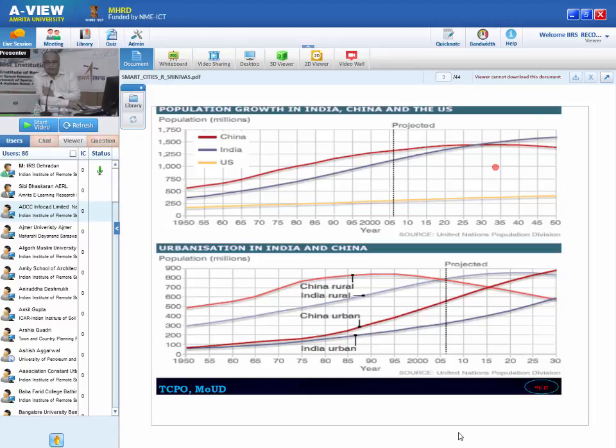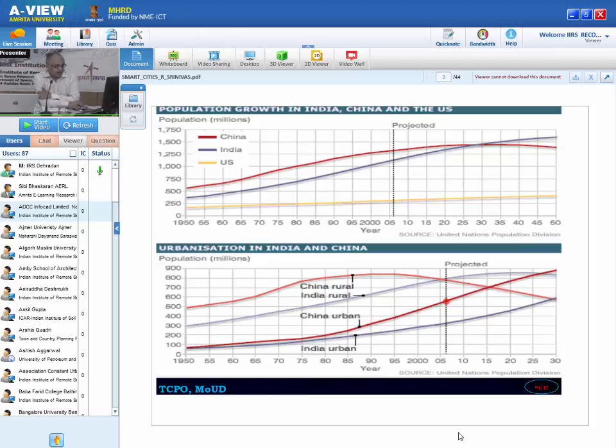Now we'll come to the population growth if you compare with China and US. You see the Indian population growth: the line shown in blue is the population growth of India, whereas the red shows China's population growth. If you see the graph, between 2025-30, India is going to overtake China in terms of population. Later we can say that we will be proud to be the number one nation in terms of total population.